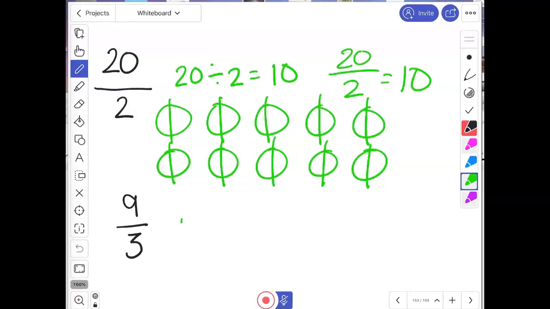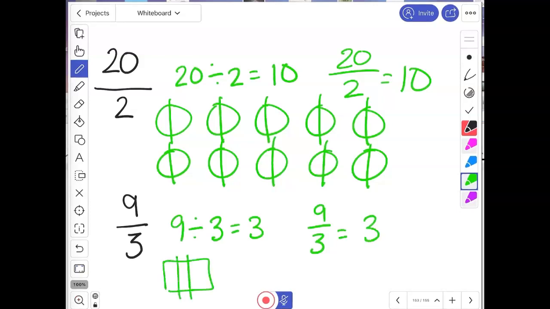Okay, 9 divided by 3 equals 3. So 9/3 equals 3 wholes. 1, 2, 3, 4, 5, 6, 7, 8, 9. I just proved it with a picture.